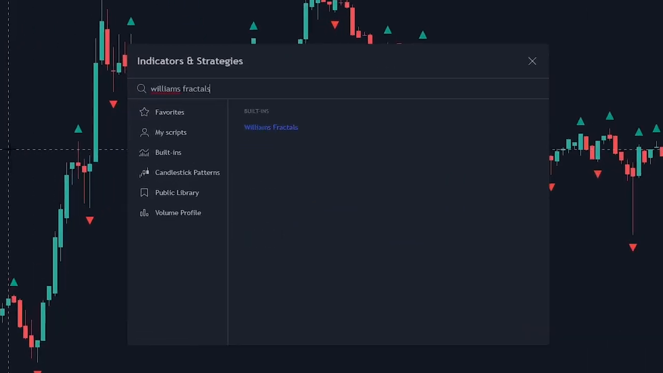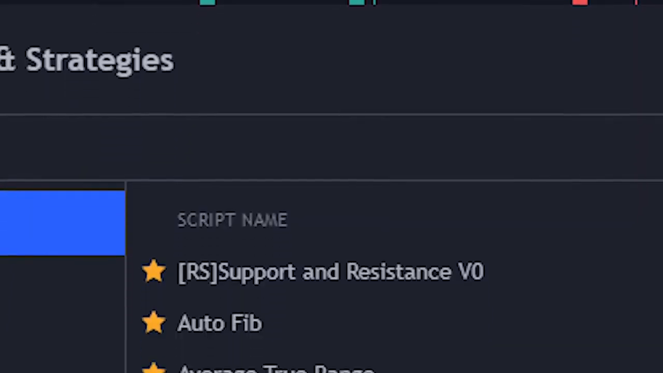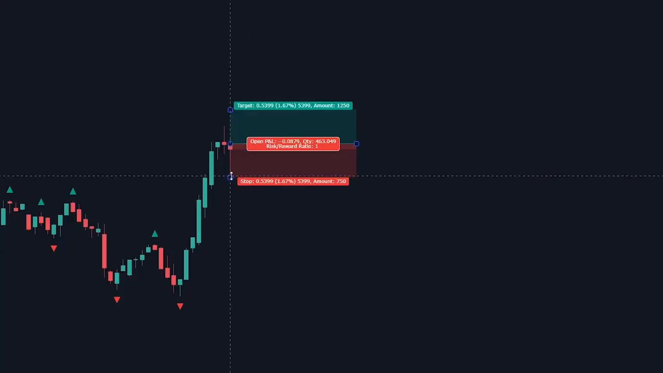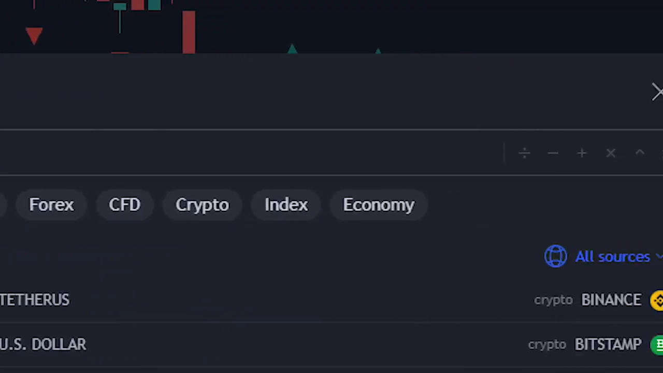In this video, I'm going to show you a simple scalping strategy that works perfect for the 1 minute time frame. It uses a special indicator called the Williams Fractals indicator, and we're going to combine it with some other indicators to make it that much more effective. It's easy to use, works in almost all markets, and most importantly, it works. Let's dive straight into it.